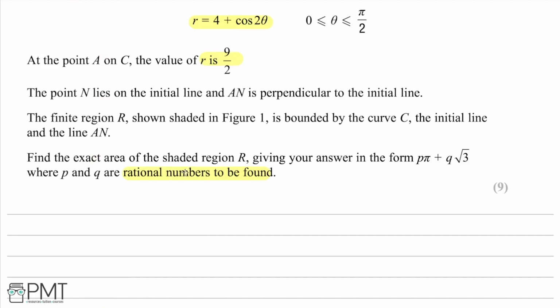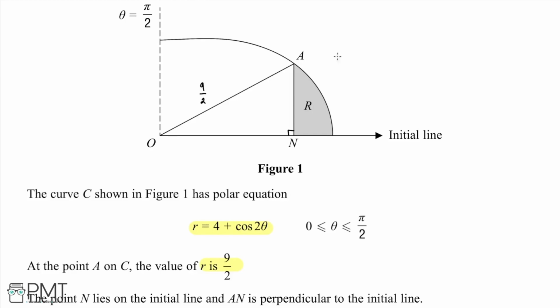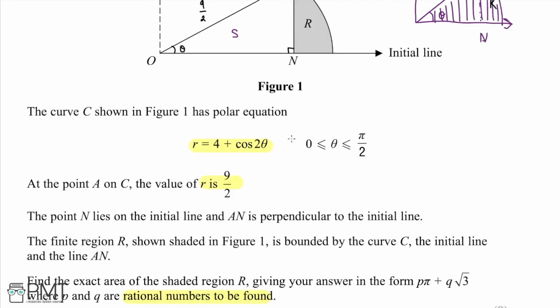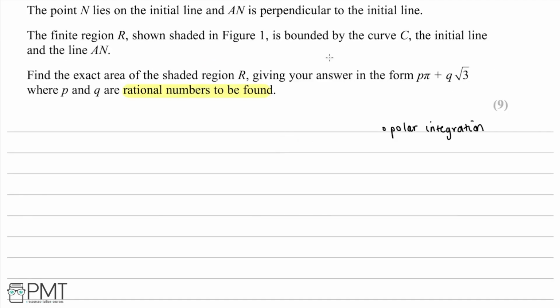So the first thing that should come to mind when reading this question is that we must use in some way or form polar integration, as this is the only way that we could possibly find the area beneath a polar curve. Well, if we were to integrate this polar curve between 0 and whatever this angle theta is, then we would get this entire area, but we only want the region R. So we'll need to find the area of this triangle, OAN, here. Let's call this triangle S. Okay, great, so now we have all the information needed to answer our question.